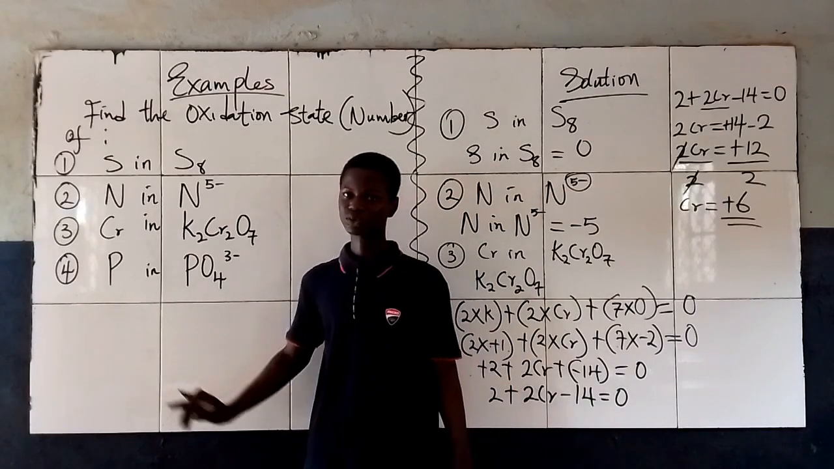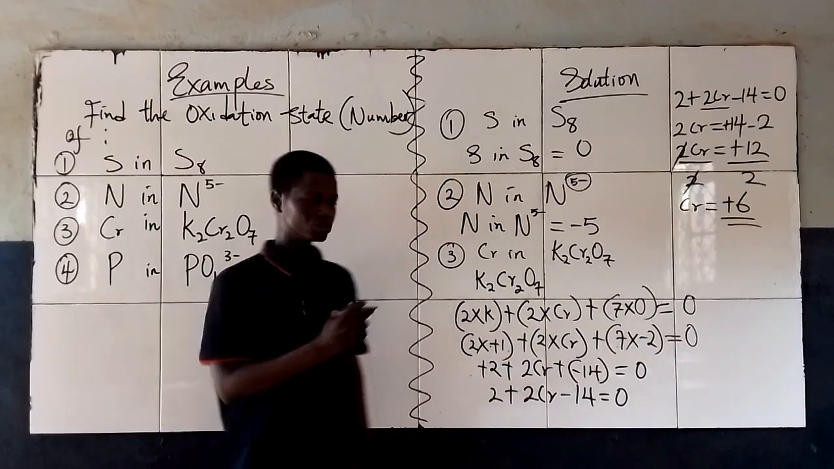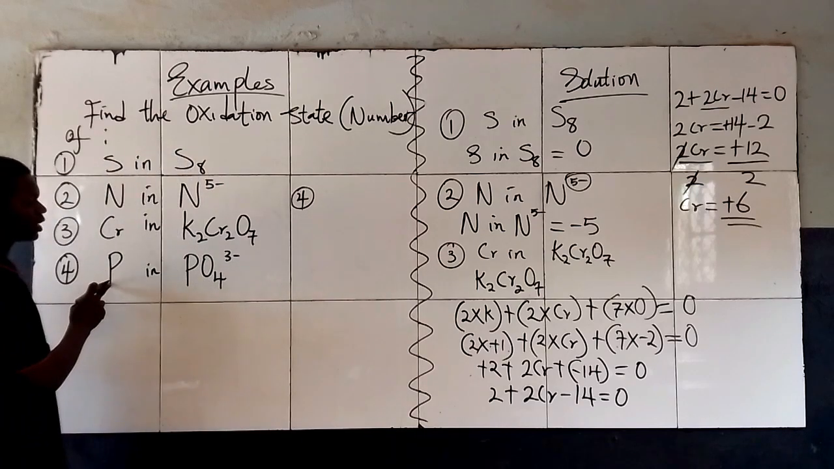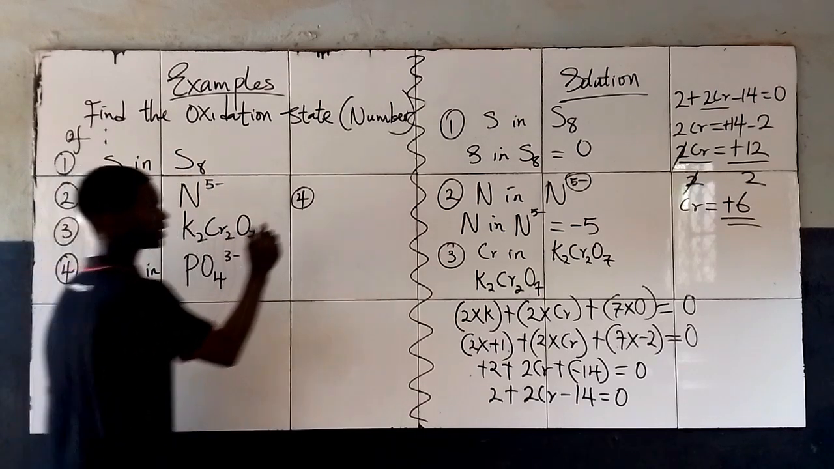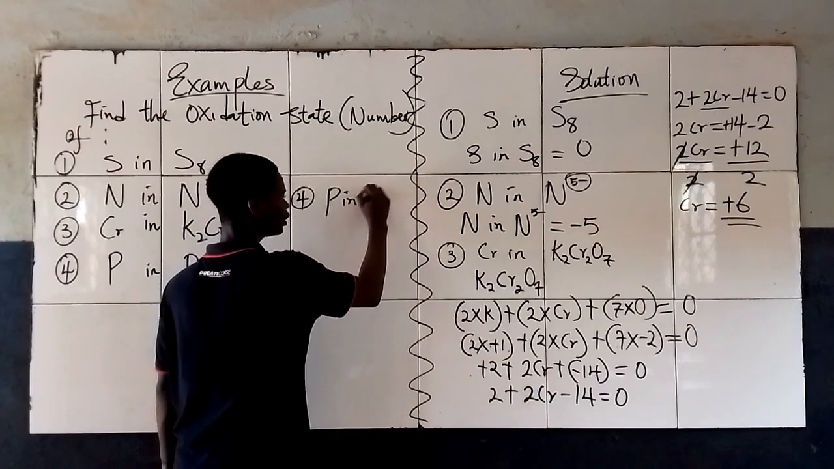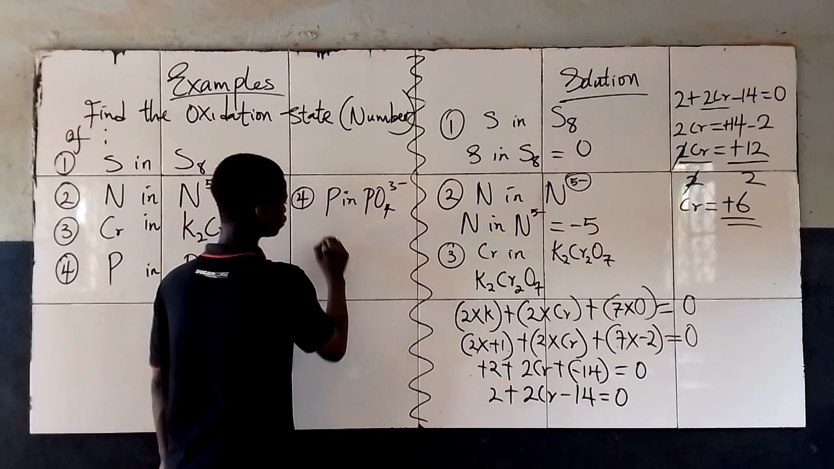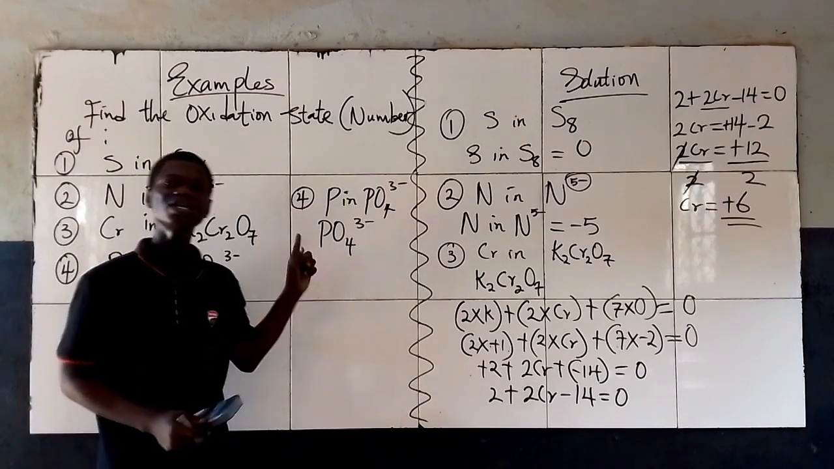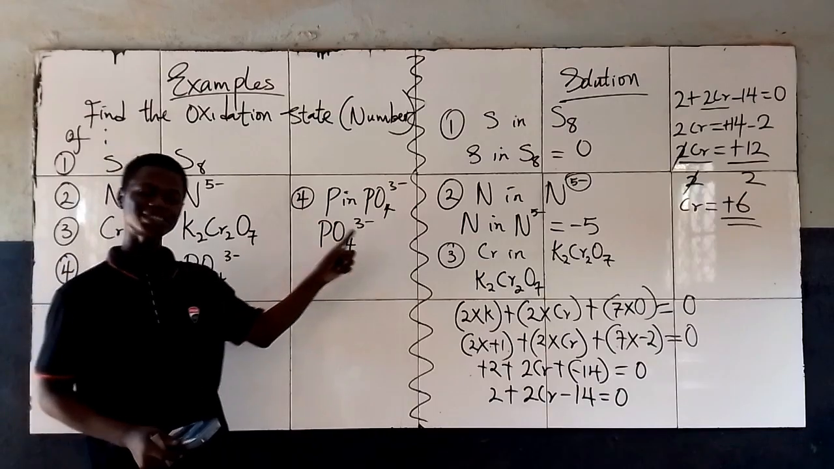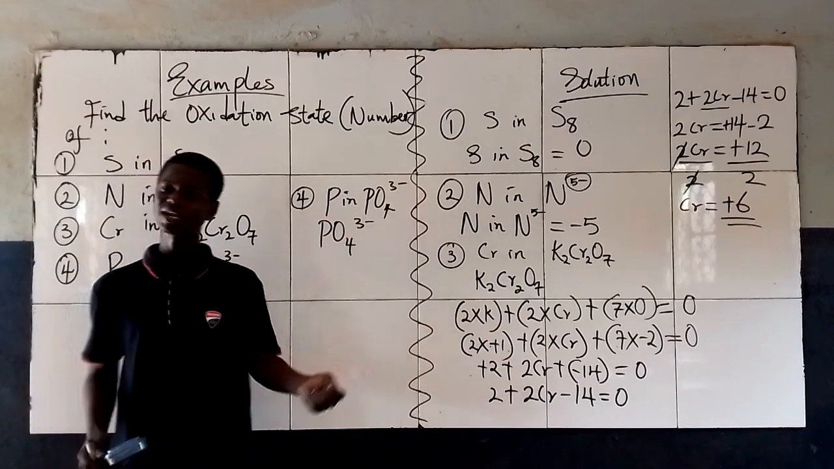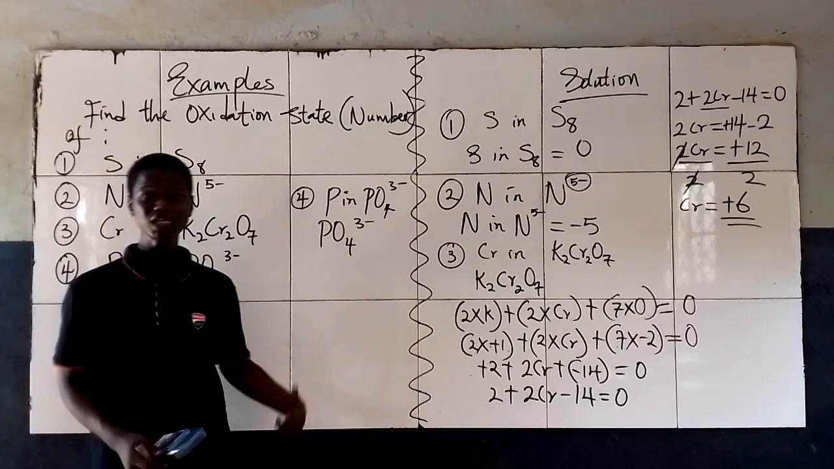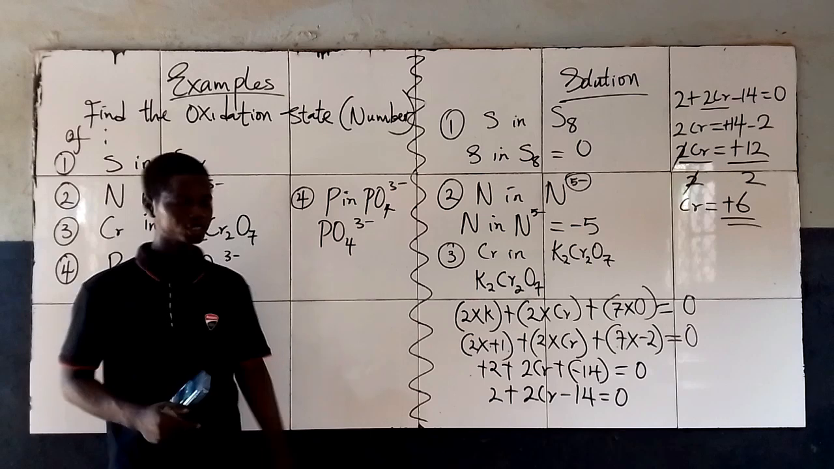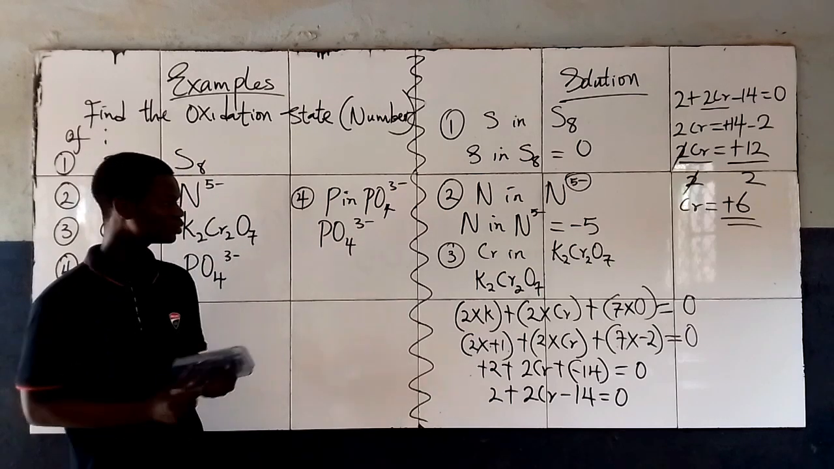So let's do this last one on this part of the board, okay? Now for number 4, we are asked to find phosphorus in PO4 3 minus. So P in PO4 3 minus. So I will put the radical here, PO4 3 minus. Now ask yourself, is there only a single atom in this ion? The answer is no. There are more than one atom in this ion. So this is a polyatomic ion. And the rule for a polyatomic ion is that the sum of the oxidation numbers should be equal to what? The charge.